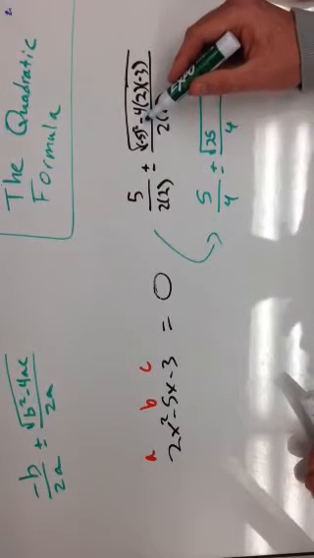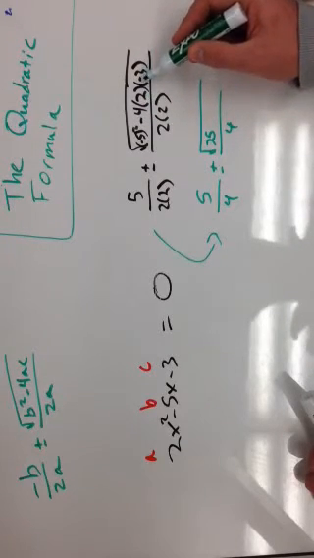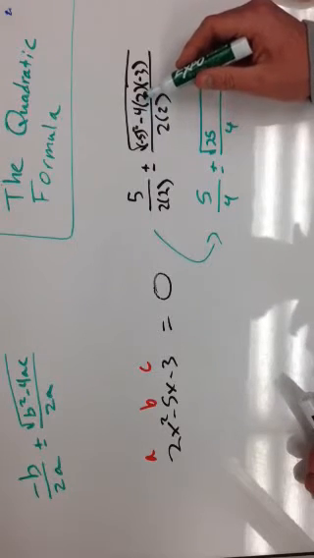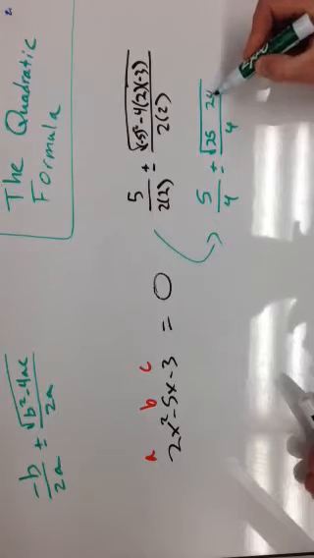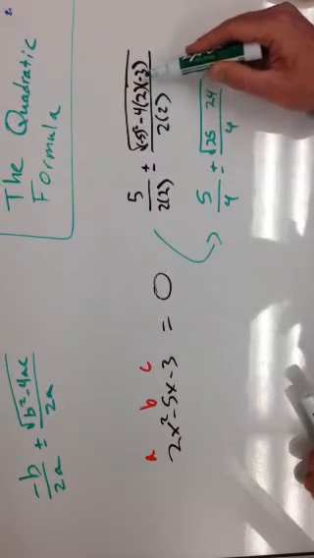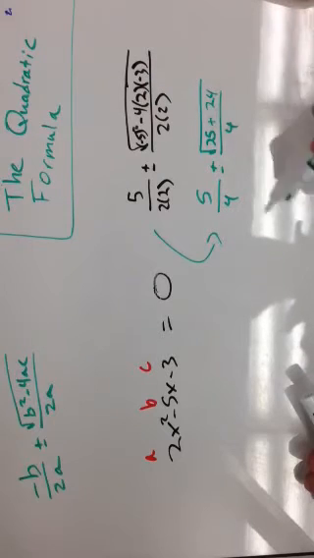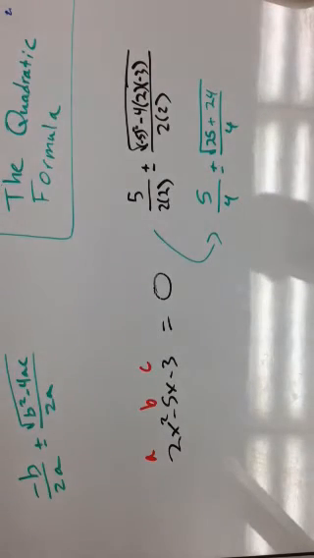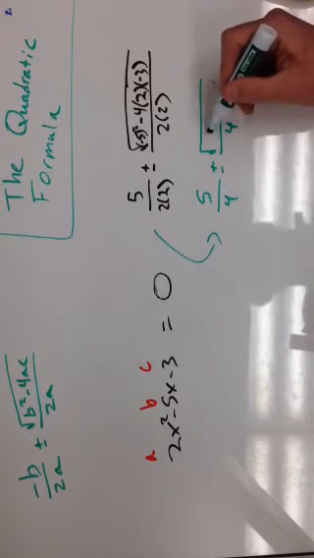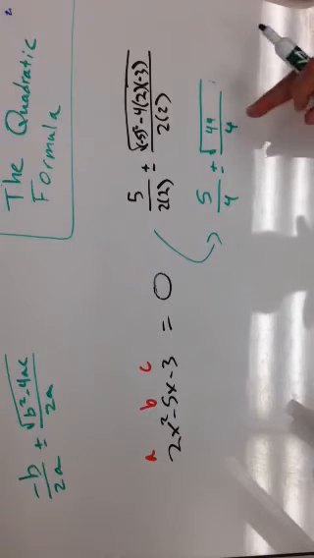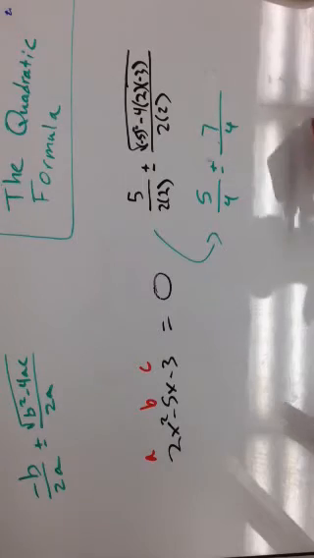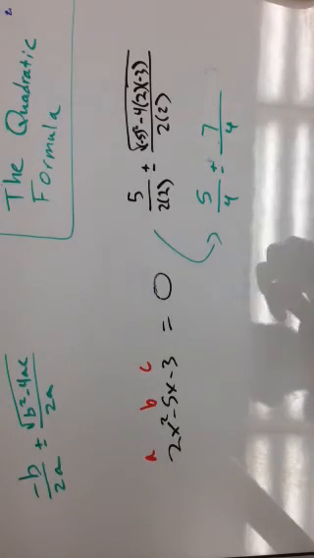And then this part right here, we have negative 4 times 2 times negative 3. So let's just deal with the number. 4 times 2 is 8, times 3 is 24. The issue, though, is it's a negative times a negative as well, right? We have 2 negatives there, so it's going to turn into addition. And when I add those two together, I'll get 49. And the square root of 49 is 7.